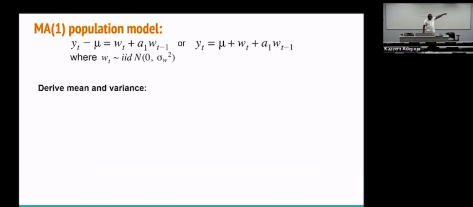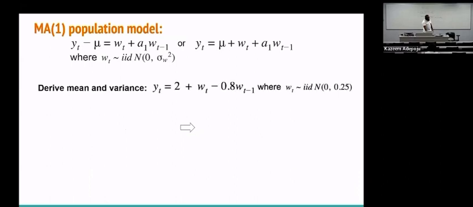You have an MA of order 1, and we want to derive the mean and the variance. Like in an exam, let's say you are given this: YT equals 2 plus WT minus 0.8 WT minus 1. That's an MA of order 1. Why is it an MA of order 1? You are relating the current value of the time series to the current shock and the immediate past shock, which I call the current and the immediate past white noises.